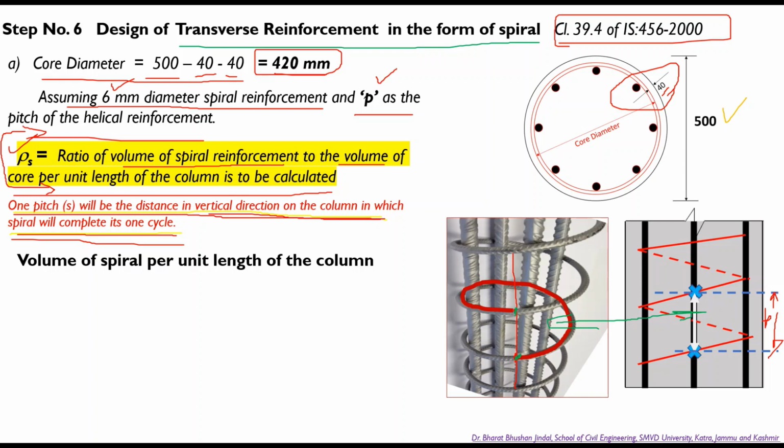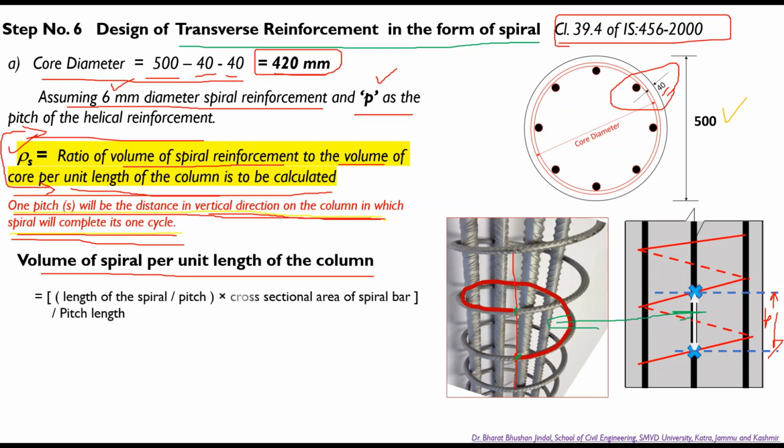So first of all, we have to calculate the volume of the spiral per unit length of the column. Now you can understand here, if we calculate the volume of this one spiral, it may be covering some height of the column, maybe in millimeter. If you divide it by that height, suppose it is 5 millimeter, then you will get the volume of the spiral reinforcement per unit length of the column, because you are dividing by the length of the column in which one spiral is getting completed.